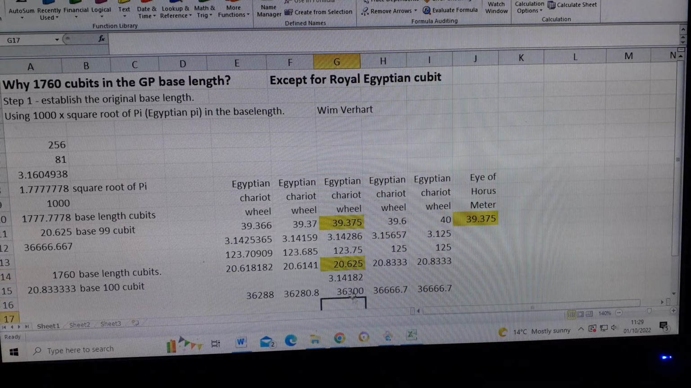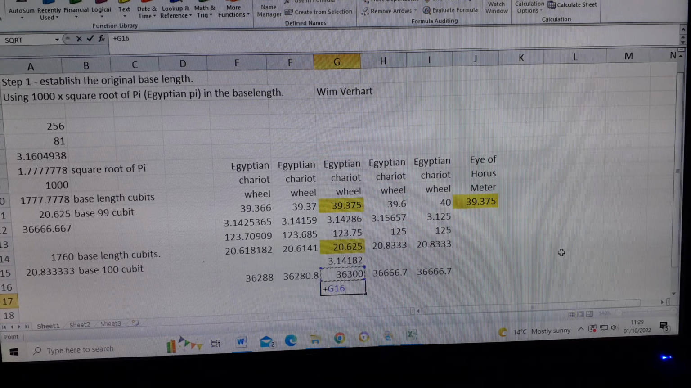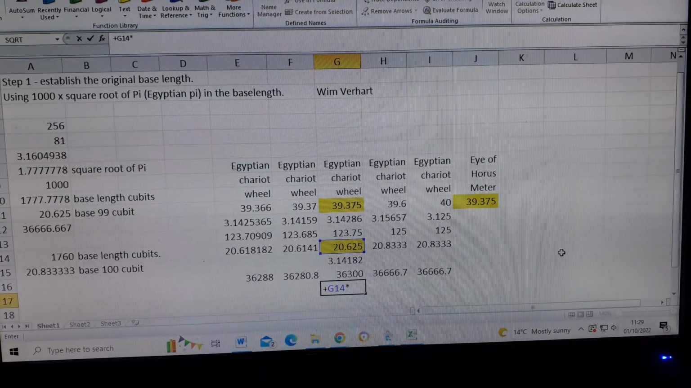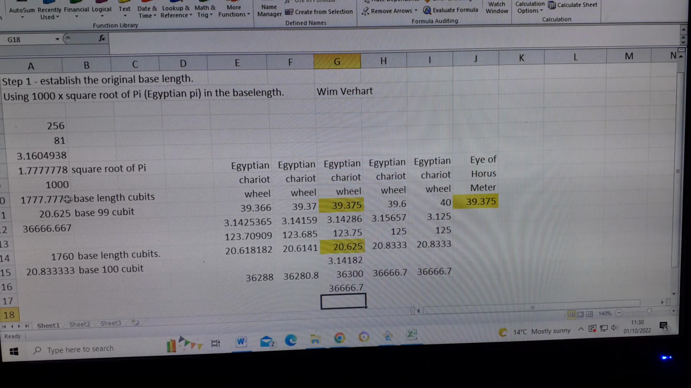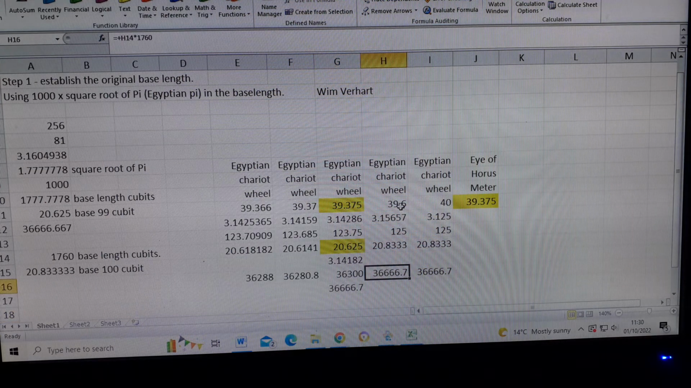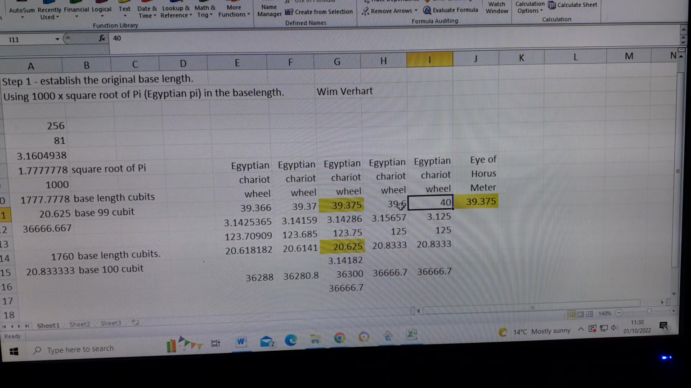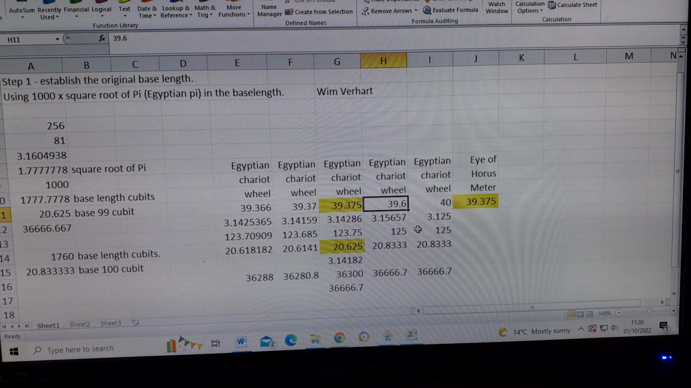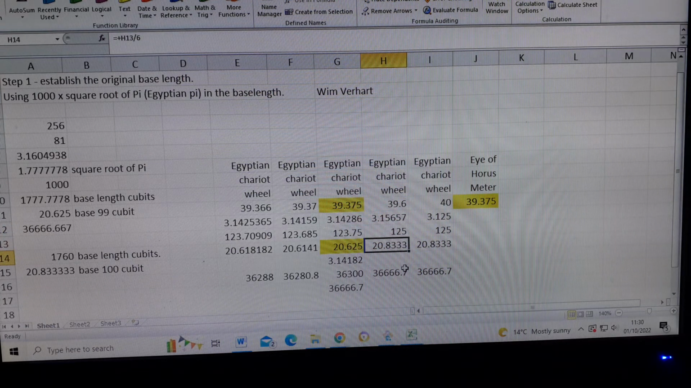So that's 36666.666, that's the Colonel Vyse measure. This is the Colonel Vyse measure when the base 99 cubit is used, which is 40 inches times 99/100, we get 39.6. That's 3 Indus Valley feet. And we use pi against that as 25,000 divided by 7920, and we get 125, giving 20.833.